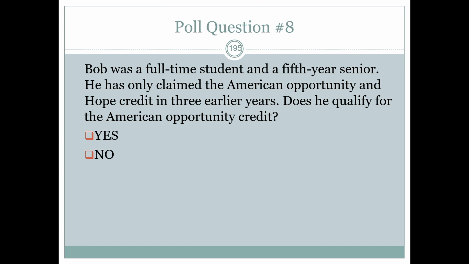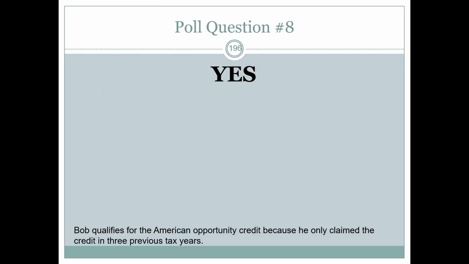The poll is closing. If you answered yes, then you are correct. Bob qualifies for the American Opportunity Credit because he only claimed the credit in 3 previous tax years. Even though he's in his 5th year, he had only taken the credit for the previous 3 tax years, and he doesn't have a degree. He hasn't completed his degree. So, yes is the correct answer.